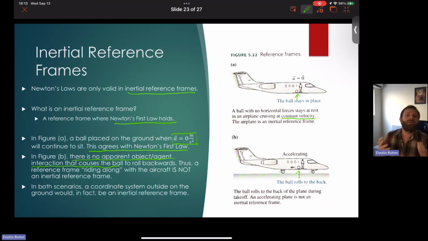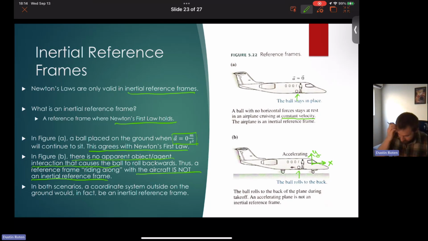Well, we know that there's no mystery force pushing it. It's really just happening because the ball wants to stay at rest because of Newton's first law, but the plane is taking off, sort of moving away under it, which gives the appearance that the ball is moving to the back of the plane. It's kind of weird to think about, but essentially this situation is not an inertial reference frame. This ball appears to be accelerating to us, even though there's no force acting on it. So if our coordinate system is riding along on the plane, this is not an inertial reference frame, because we have these really weird mystery accelerations where we can't identify an object-agent interaction.